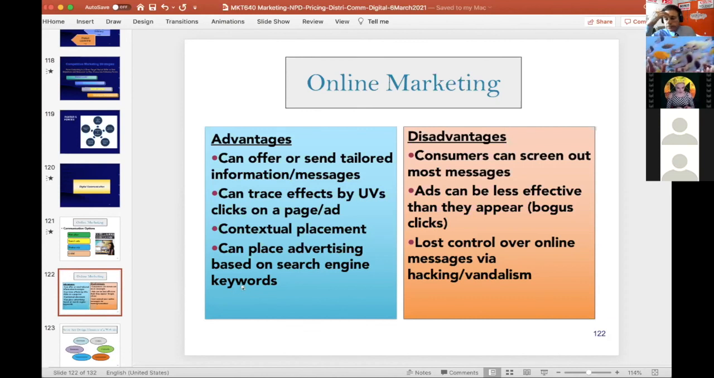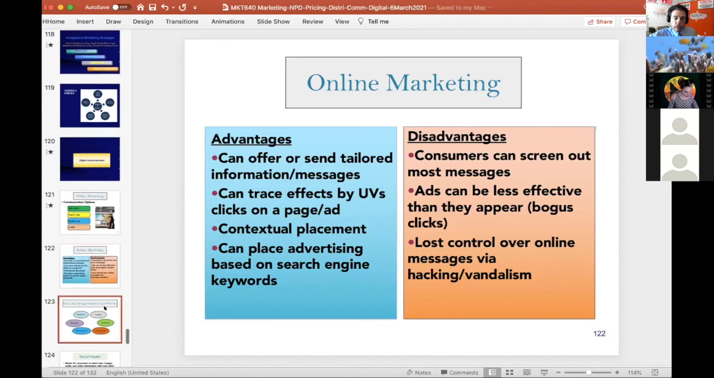But the problem is consumers can screen out messages, and more and more they do that. They can even have software that protects themselves from being targeted by ads. Ads used to be seen as bigger than they were through online marketing, and some people were giving them too much importance, and that's been sort of changed because now we can also see that there's a quantity of ads and there's a quality of ads, and the message can also be lost due to some issues with hacking and so forth.